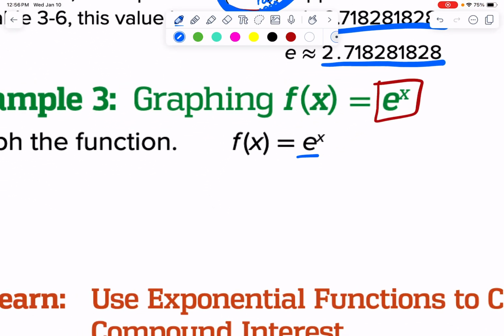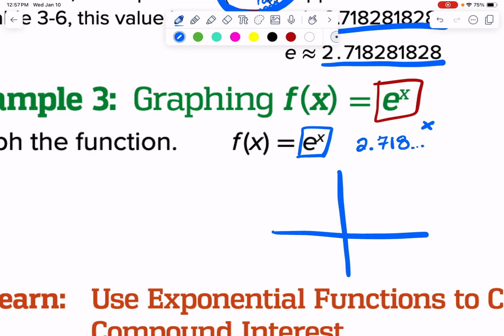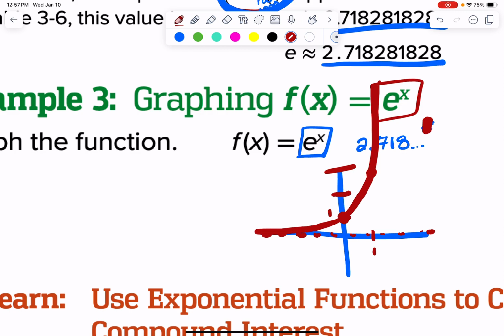Now, e to the x power is still an exponential function. Think of it as 2.718... to the x power. When we graph it, it's still going to cross here at 1, so I'm going to have an intersection there. It's still going to have a horizontal asymptote. It's just that when I go over 1 and plug 1 in for x, my next point up is going to be at 2.7, so right about there, and that's what it's going to look like.